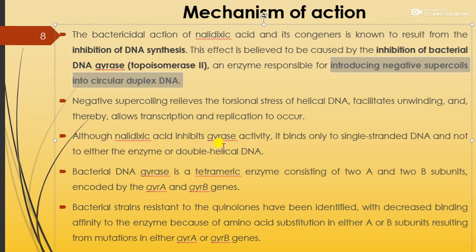Although nalidixic acid inhibits gyrase activity, it binds only to single-stranded DNA and not to either the enzyme or the double-stranded, double helical DNA molecule. Bacterial DNA gyrase is a tetrameric enzyme consisting of 2 A and 2 B subunits encoded by the gyrA and gyrB genes. Bacterial strains resistant to the quinolones have been identified with decreased binding affinity to the enzyme because of amino acid substitution in either the A or B subunits, resulting from mutation in either the gyrA or gyrB genes.